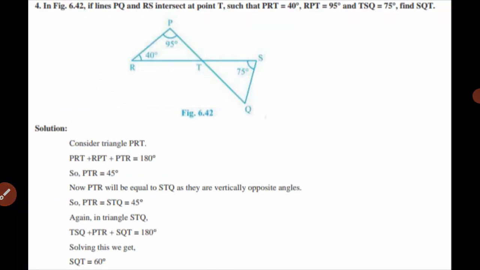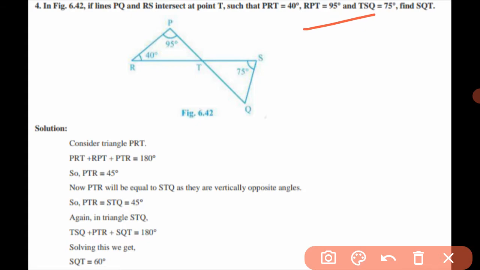Now after this, see question number 4. In the given figure 6.42, line PQ and RS intersect at point T such that angle PRT equals 40, RPT equals 95, and TSQ equals 75 degrees. Then we have to find SQT. Now in the solution, in triangle PRT, we know that PRT plus RPT plus PTR equals 180 degrees, and the value of PTR equals 45.